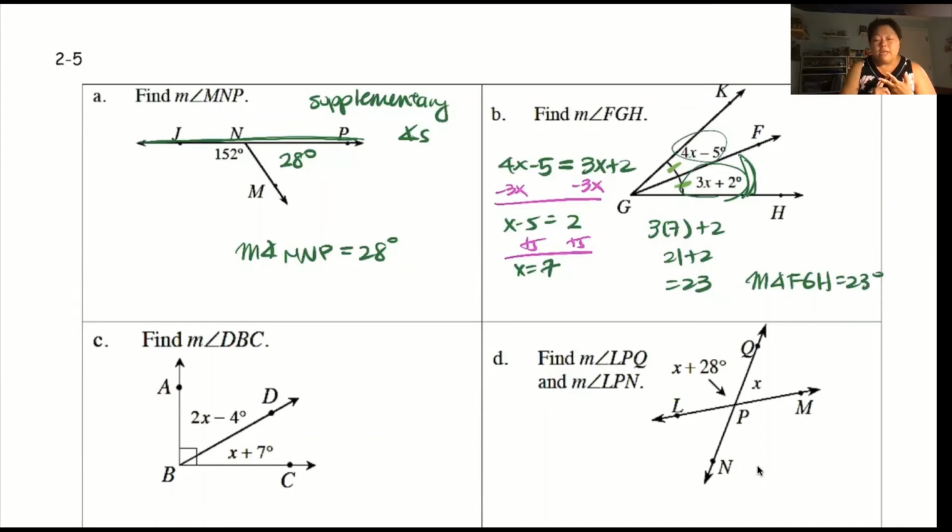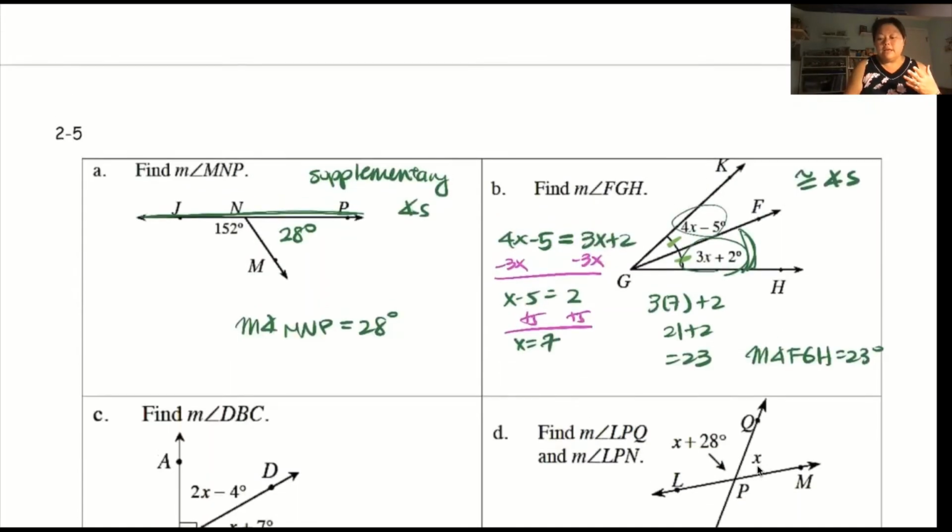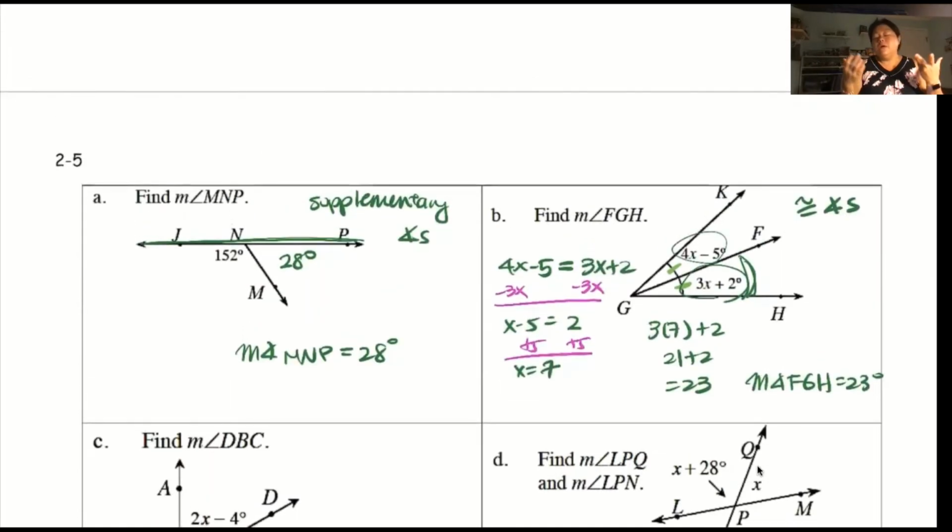Supplementary, it didn't add up to 180. They're the same measure, but they didn't make an X. So the relationship here is just that they are congruent angles. They are congruent because they have the same little tick marks. So I simply say they're congruent angles.